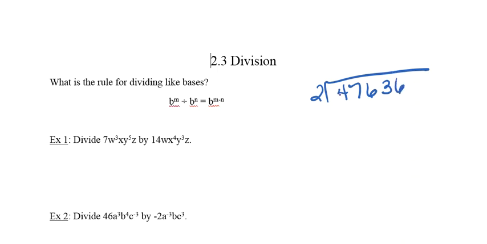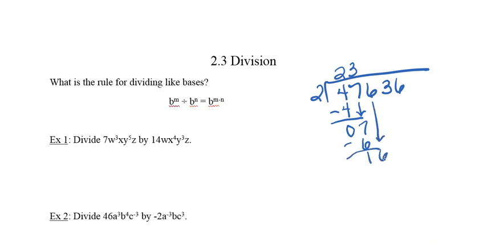So we would take 2 and we would put it into the first one as many times as we could. 2 goes into 4 2 times. 2 times 2 is 4. Then we would subtract, see what was left, and bring down the next number. So then we would say, okay, how many times does 2 go into 7? 2, 4, 6. It goes in 3 times. 3 times 2 is 6. We'd subtract. We have 1.